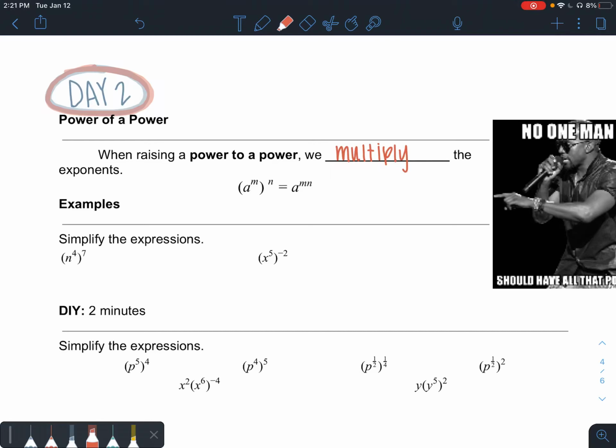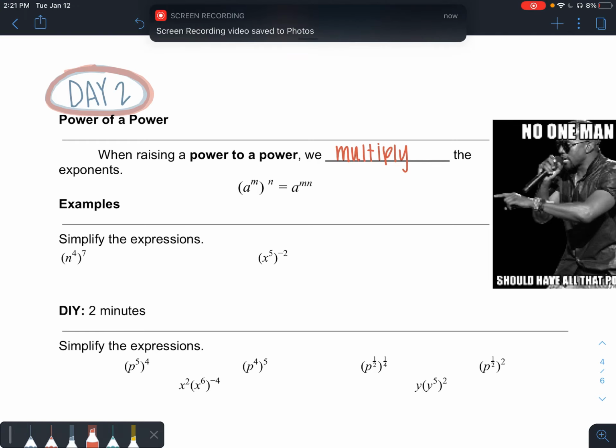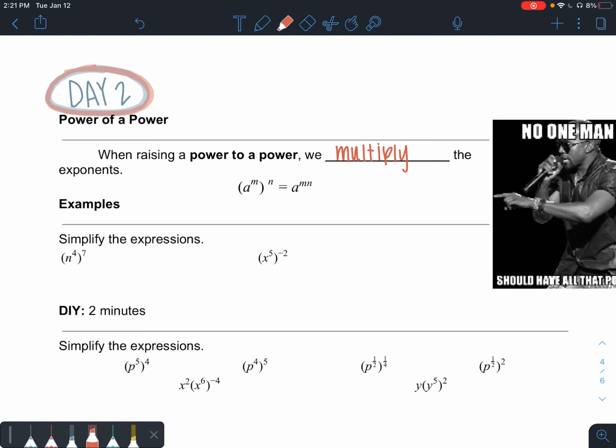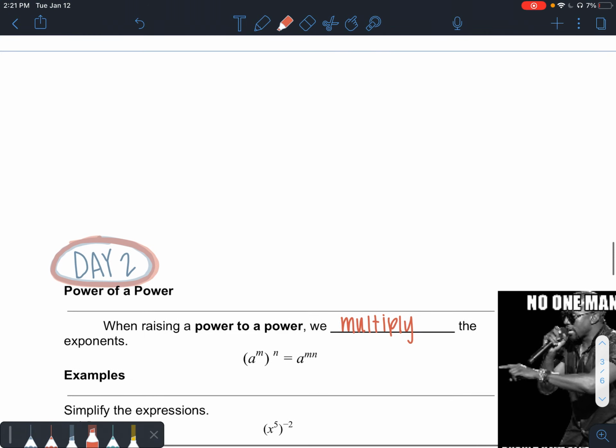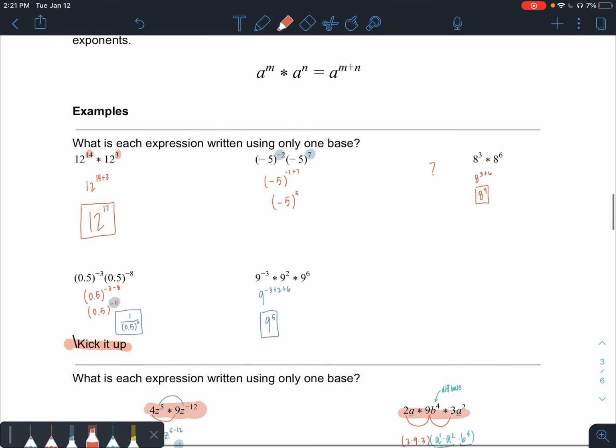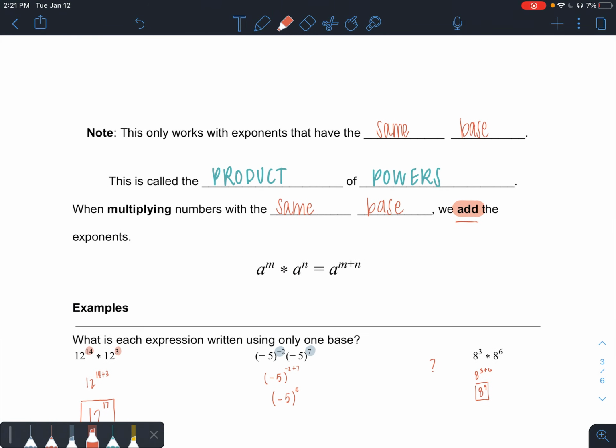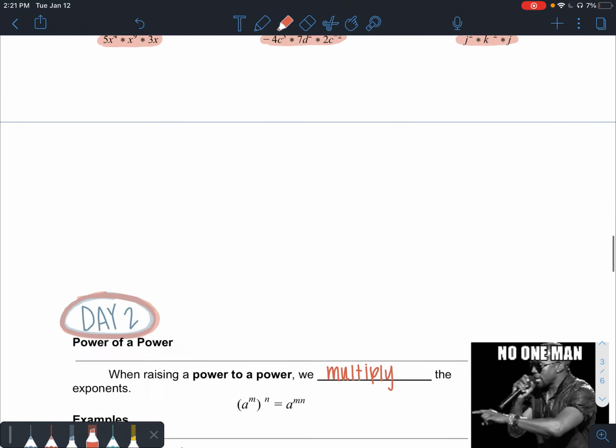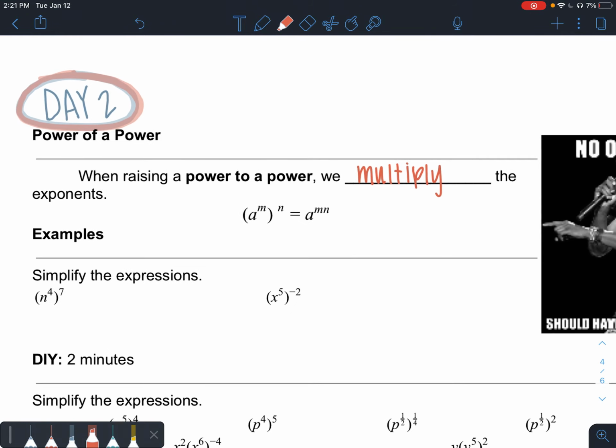Today we are talking about power to a power. We're still working with exponents. And here we go. When we are raising a power to a power, we're going to multiply those exponents together. When we had a product of powers, we just add the exponents, but when we have a power to a power, we multiply.